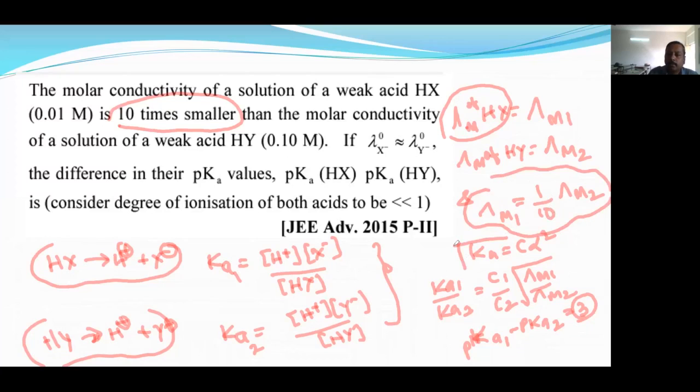And K is equal to C alpha square. For the time being, I am neglecting the 1 minus alpha. Okay. So then Ka1 by Ka2 is equal to C1 by C2 into the square root, where the square is there. So alpha will be the square root of Ka by C. Okay. So after substituting and applying the logarithm, pKa, apply log on both sides, then you will get P. Answer will be 3.